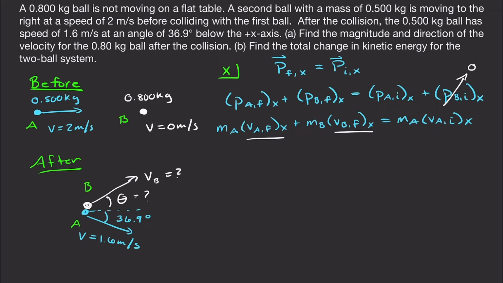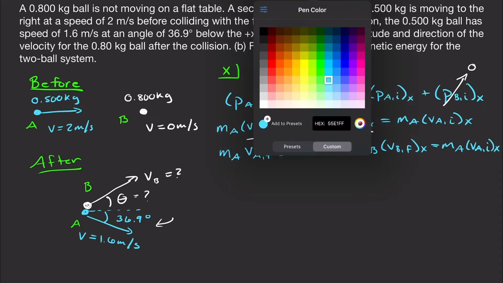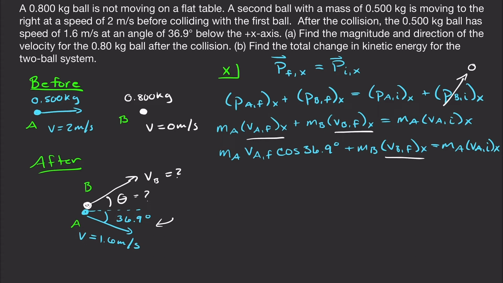VBFx, but we also need to find the x component of the final velocity of A using this triangle. So if we do that, we'll get mA VAF, and the x component is adjacent to this 36.9 degree angle. So adjacent means this will be cosine 36.9 degrees. And then plus mB VBFx equals mA VAIx. And now we're ready to solve for VBFx.